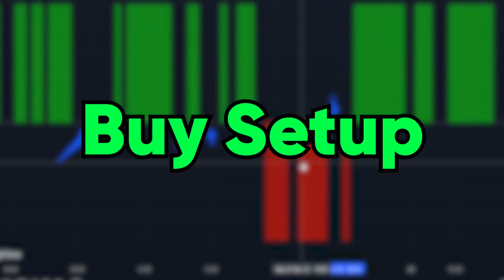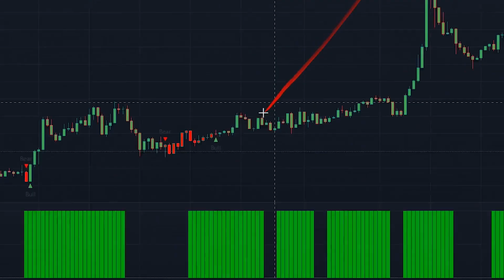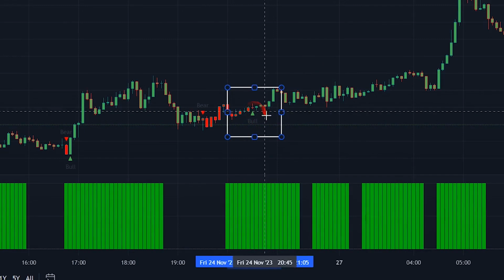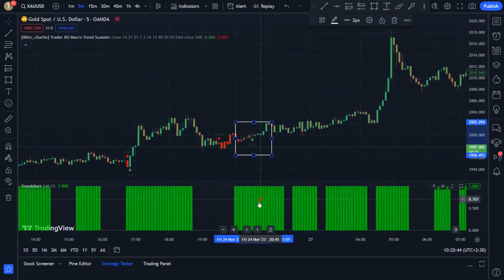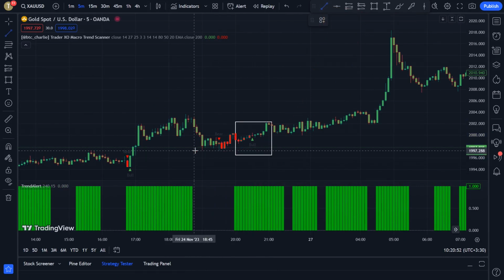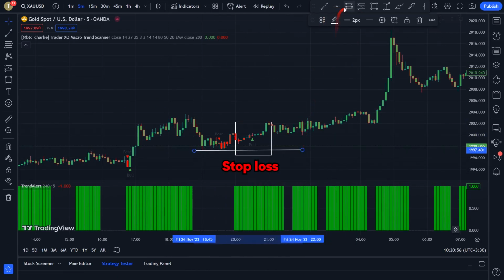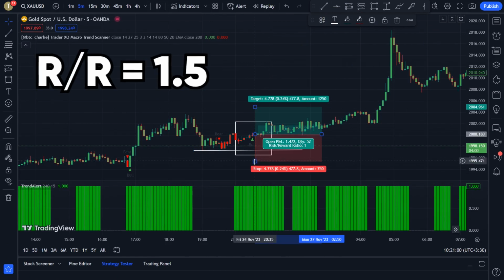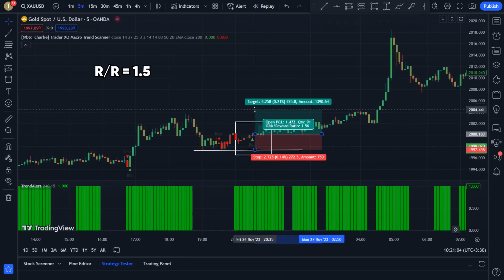Buy setup. As I mentioned, we have a buy signal here and we are in the buy zone on the histogram. We can place a buy order at this point and set our stop loss below the previous low of the market, and risk to reward ratio will be 1 to 1.5.